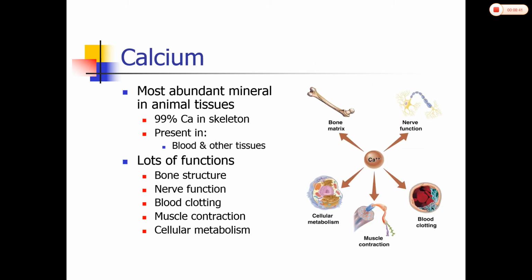So the first mineral which we are covering in today's class is calcium. Calcium is the most abundant mineral present in the animal tissue. We see it majorly in the skeletal system. 99% of the calcium is present in the bones, and it is also present in other tissues such as blood. It is important during muscle contraction, in neuronal function, in blood clotting, and in various cellular metabolic processes.